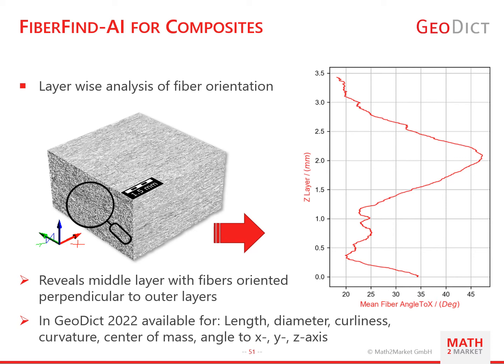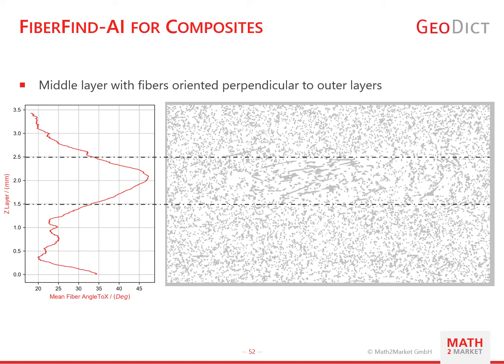In GeoDict 2022, this layer-wise analysis is newly available for fiber length, diameter, curliness, curvature, center of mass, and angle to x, y, or z axis. Here you can see again that the layer-wise analysis of the angle to the x-axis confirms what one could see in the structure. Fibers are oriented differently between around 1.5 to 2.5 mm in thickness direction.